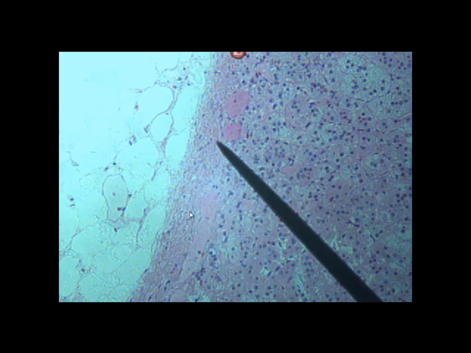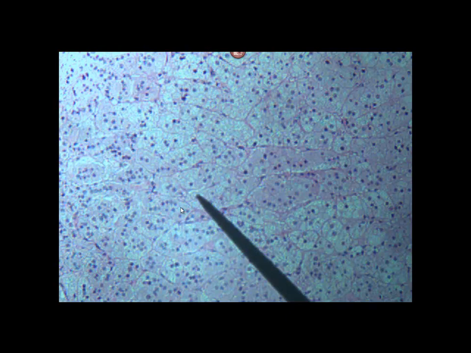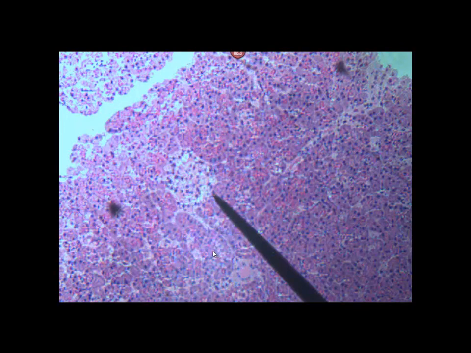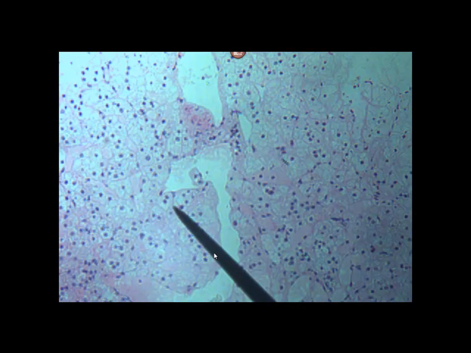So adrenal capsule, adrenal cortex, and this is called the adrenal medulla. So I know in your outline it just says capsule, cortex, medulla. That's fine. Because if I click on the next one, it's going to be a completely different organ. All right, so that's the adrenal glands.